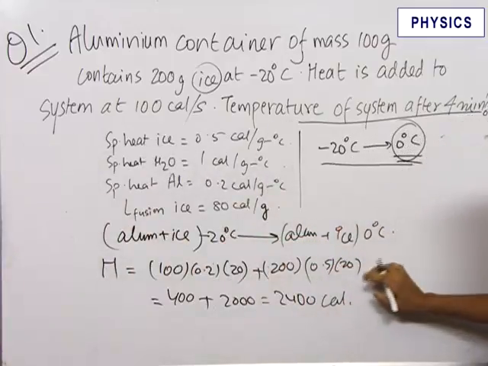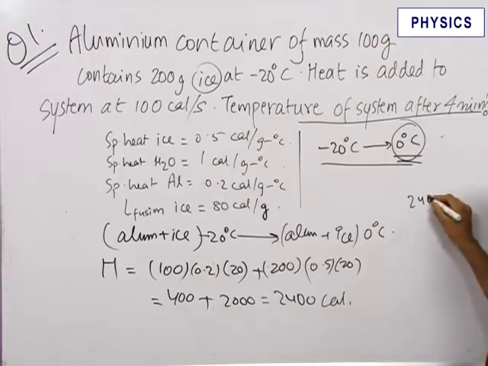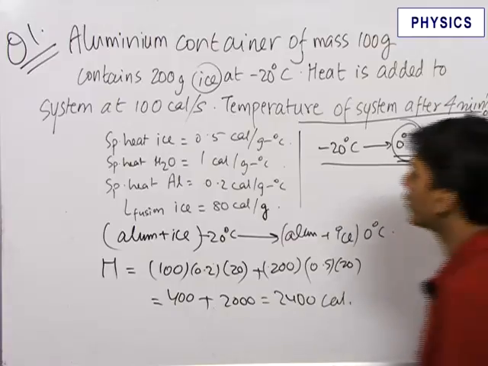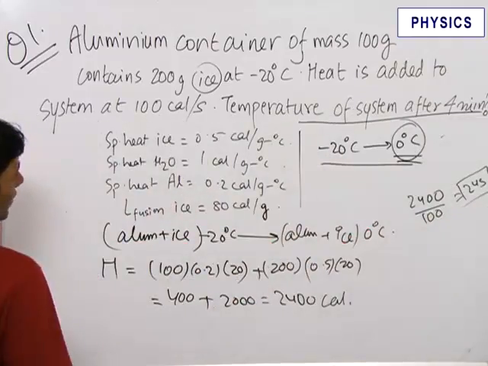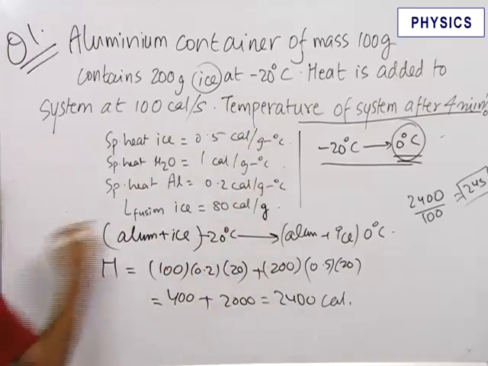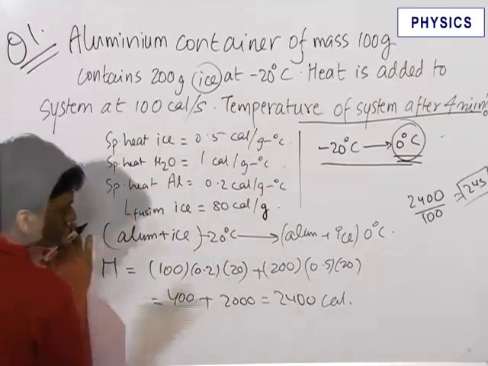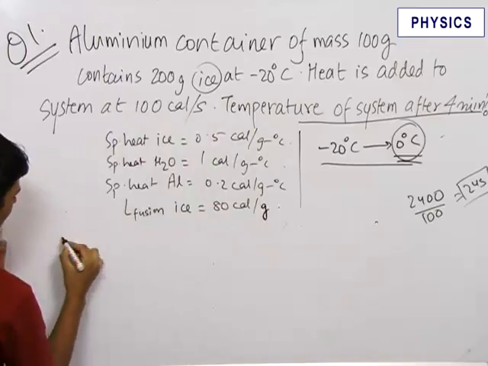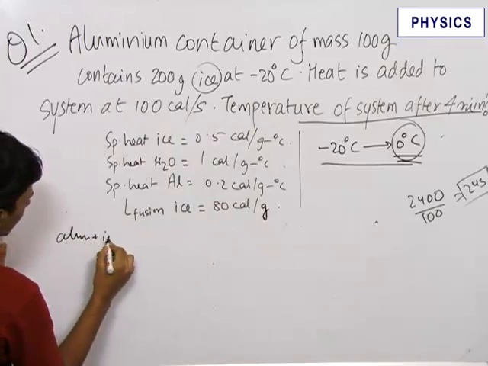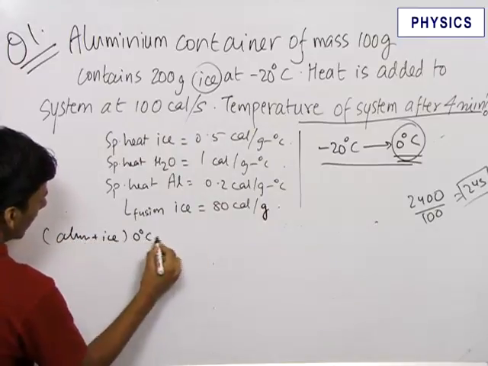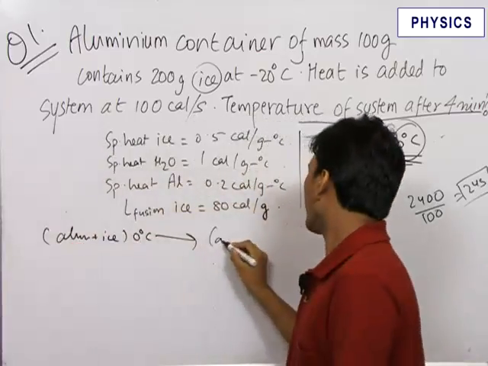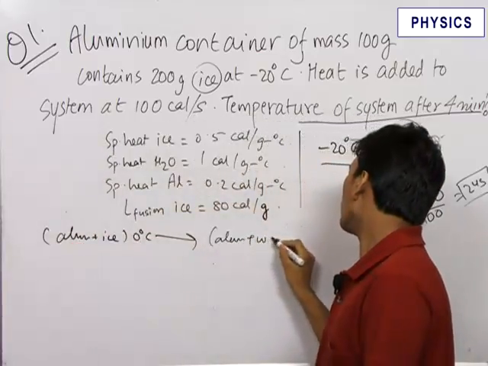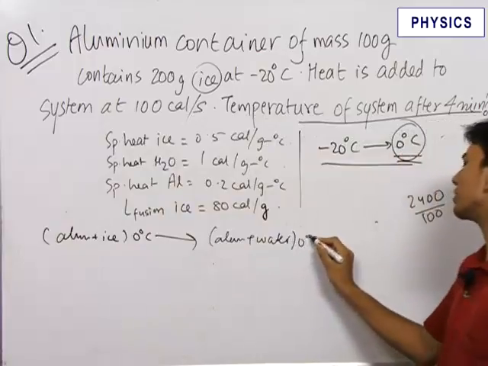Now the time this takes is equal to 2400 upon 100 calories per second, that is equal to 24 seconds. So we are done with only 24 seconds now, and the total time that we have is equal to 4 minutes. So we can heat the system more. Now our system is aluminium plus ice at 0 degrees Celsius. Let us convert this to aluminium plus water at 0 degrees Celsius.